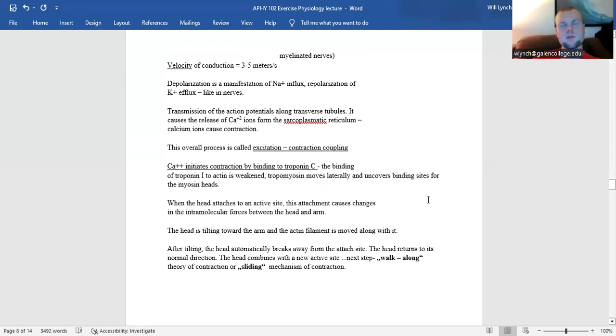After that happens, we have to remove it, right? So we're going to break away from the attachment site by resynthesizing ATP here. The head is going to return to its normal direction. The head is then going to use that ATP to cleave off energy for that third phosphate to allow the head to recock into a new position, and then will combine itself with a new active site and will continue to pull that actin filament in. This is known as the sliding filament model.